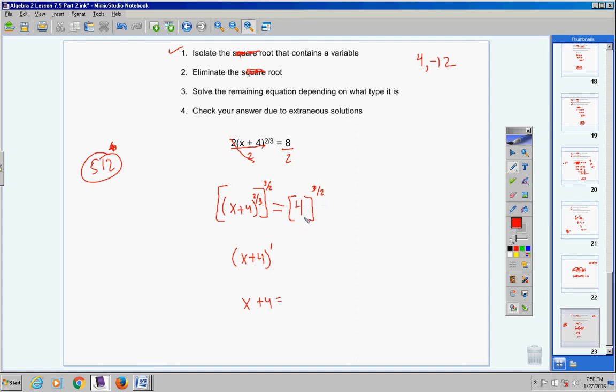We'll type that in your calculator real quick. Type in a 4, and then an arrow, and then 3/2. And you're going to see you're going to get 8. So 4 to the 3/2 is 8. Alright, now bring the 4 over and make it a negative 4, and you get 4. Now, notice we did not get one of the answers.